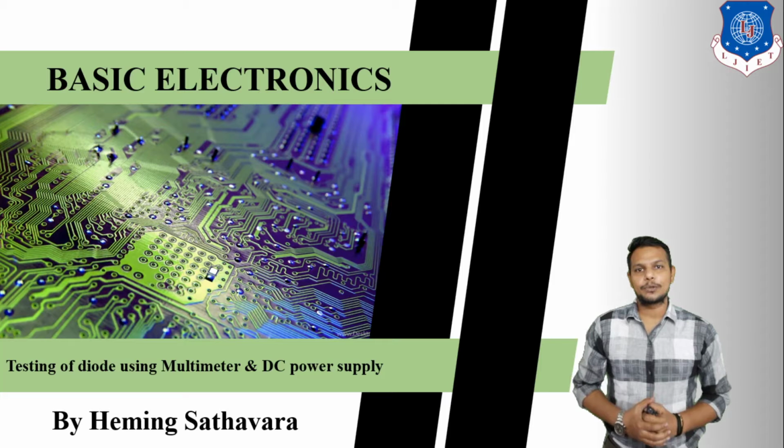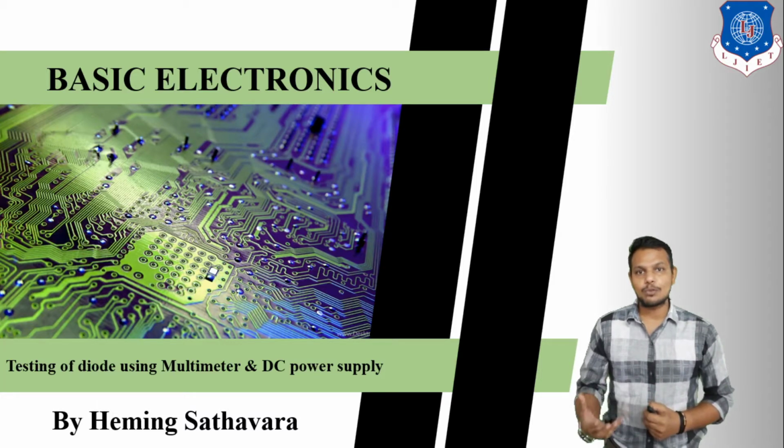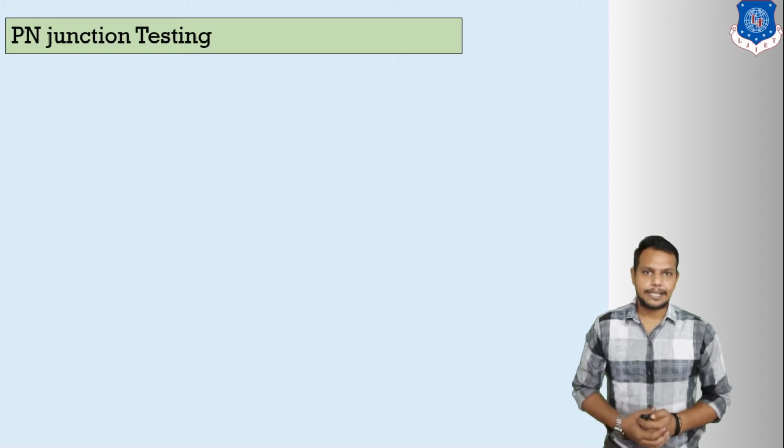So today we are going to discuss testing of a diode using a multimeter and DC power supply. Today's lecture is basically a practical session. How to measure a PN junction diode, or we can say how to measure a diode with the help of a multimeter, for which we can use a DMM, that means digital multimeter. So let us start with PN junction testing.